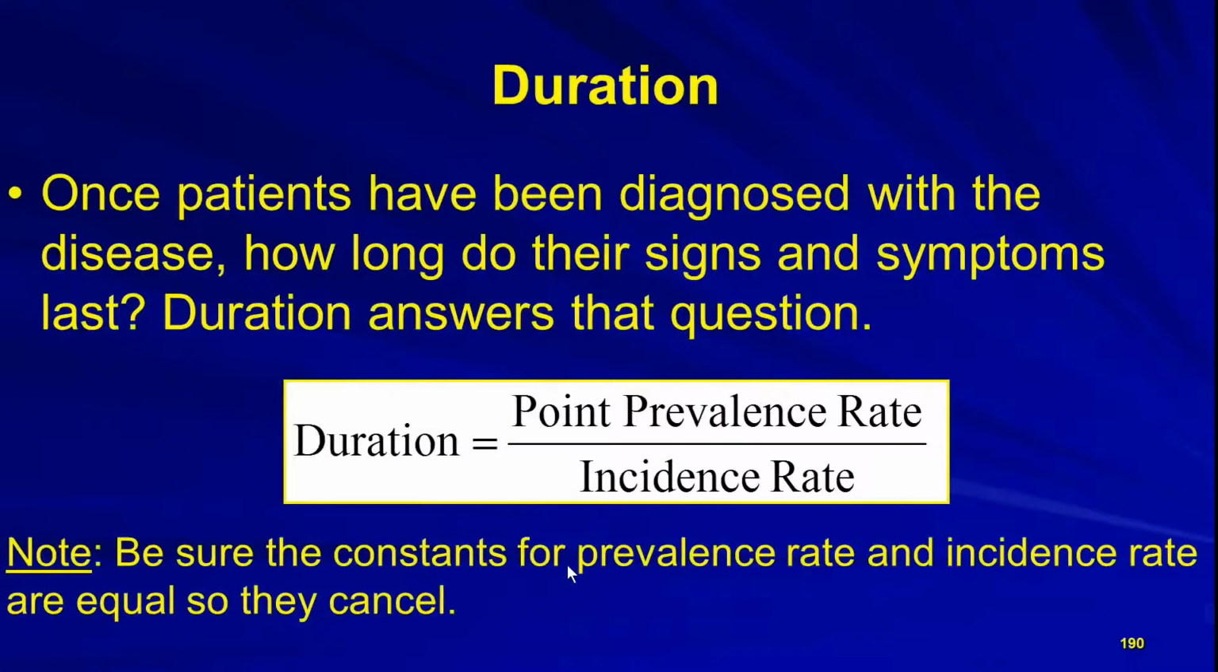Now notice what is used in order to derive the answer of duration. So we use point prevalence rate as a numerator and incidence rate as a denominator. Be sure the constants are equal. We already talked about that in the necessity, because we're going to do some math with these.